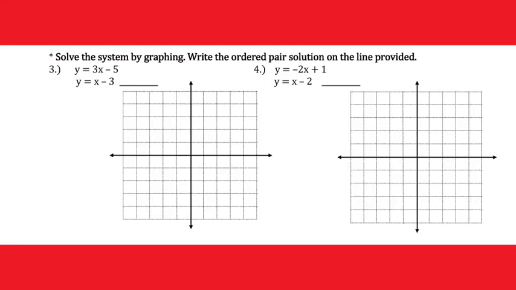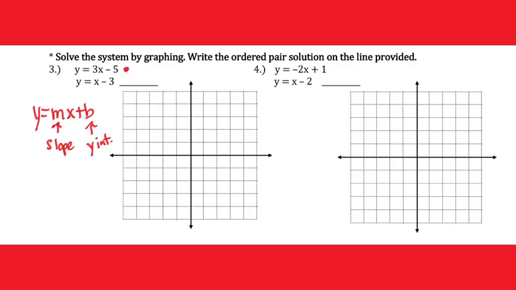Number 3, we're going to solve by graphing. We use our y equals mx plus b, where m is the slope, the rise over the run, and b is the y-intercept. We learned all of this in Chapter 4, but we use it again in Chapter 5. And for the rest of the year, really.